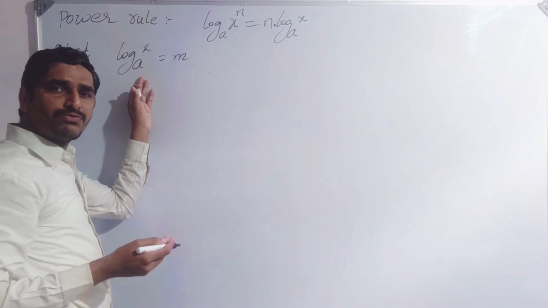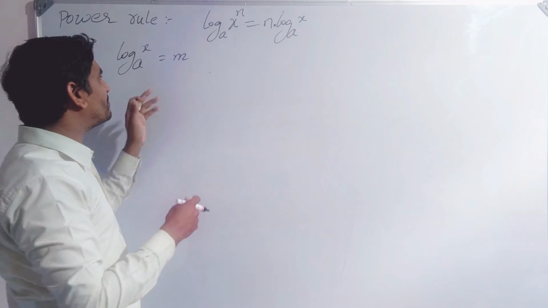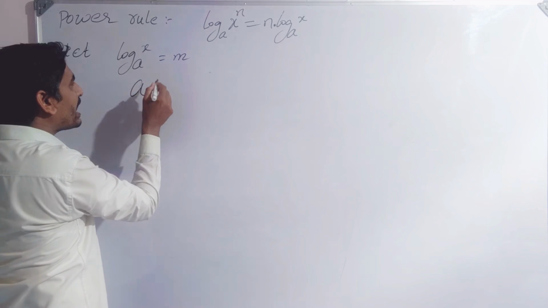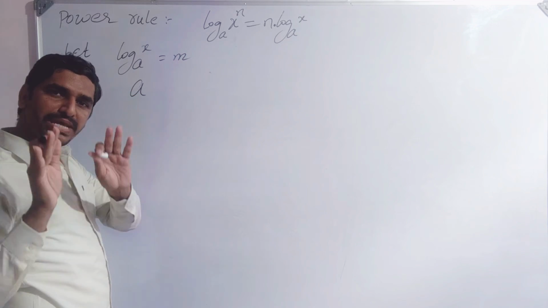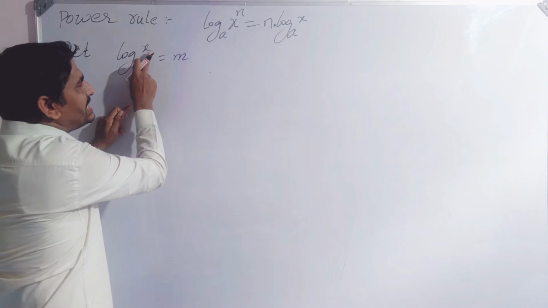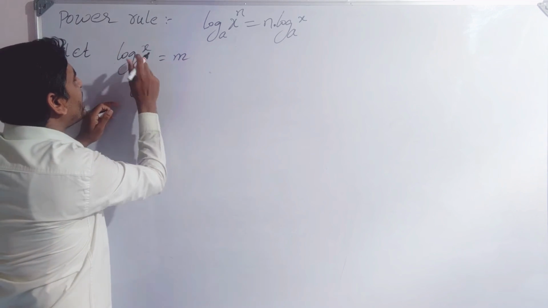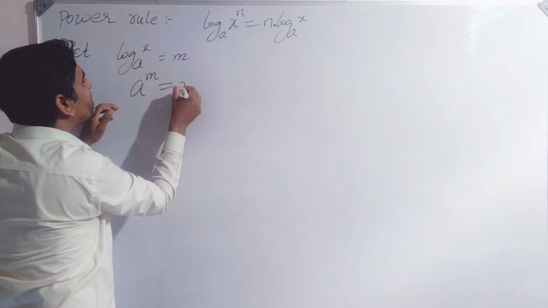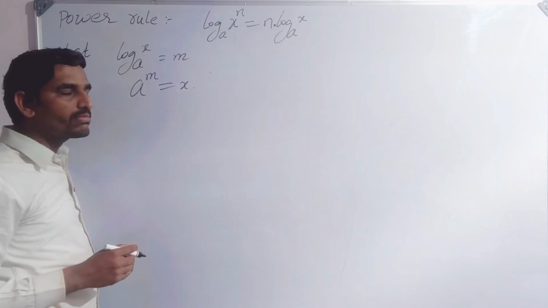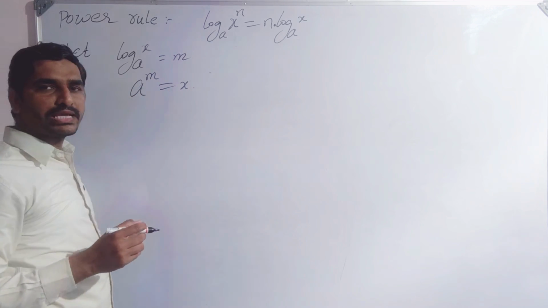Now this is the logarithmic form. Convert this into exponential form. How? The base a is not changed, the base is the same as is. The power and the result are interchanged. This is the power, this is the result. Interchange: a to the power m gives x. Okay, now a to the power m equals x.